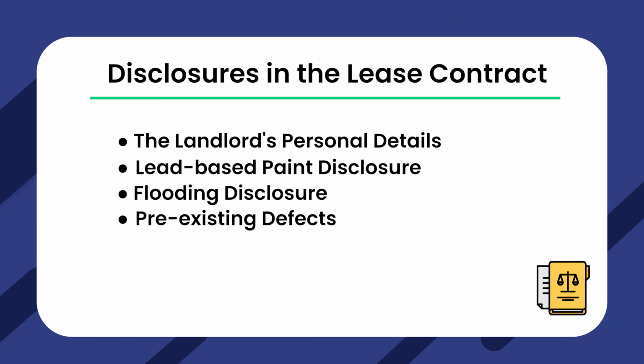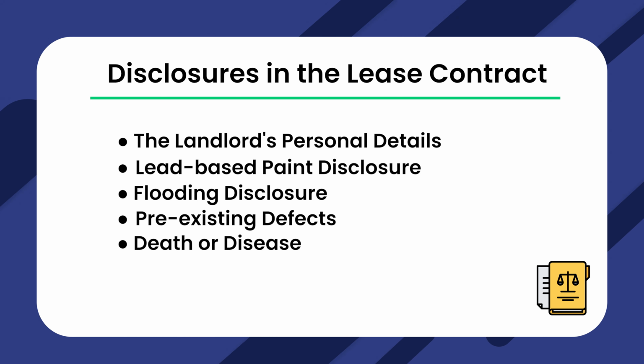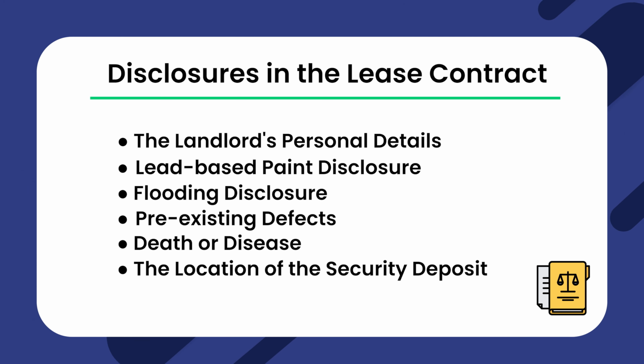Before receiving the security deposit, present a list of any flaws or damages found within the rental property. Death or disease: disclose if a person died on the premises or if there was a person afflicted with a communicable disease staying there. The location of the security deposit: if the security deposit is placed in an escrow account, notify the tenant of the account's location. This must be included in the rental agreement.